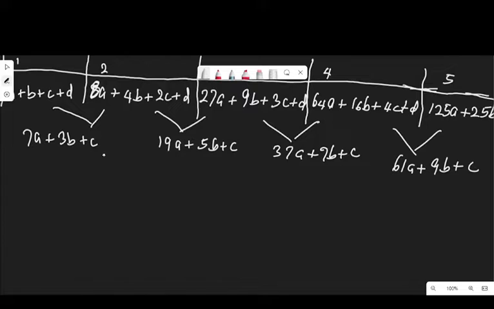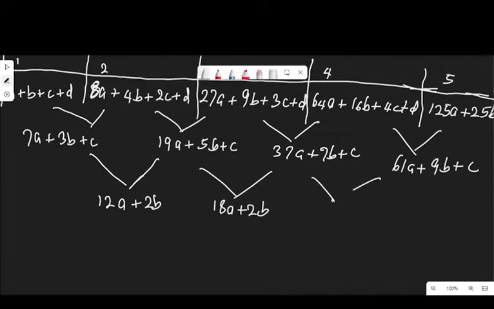Now taking the second order difference. This minus this, or 19 minus 7 is 12. 12a plus 5b minus 3b is 2b. Again, this and this. 37 minus 19 is 18. 18a plus 7b minus 5b is 2b. c minus c is 0.